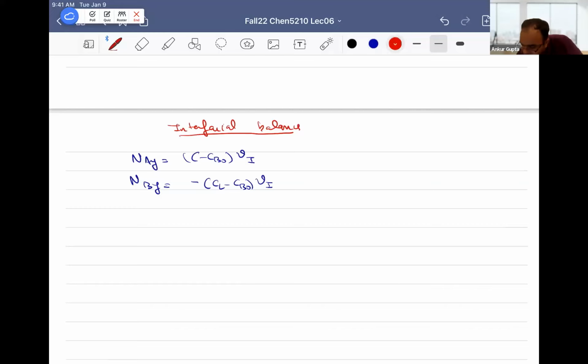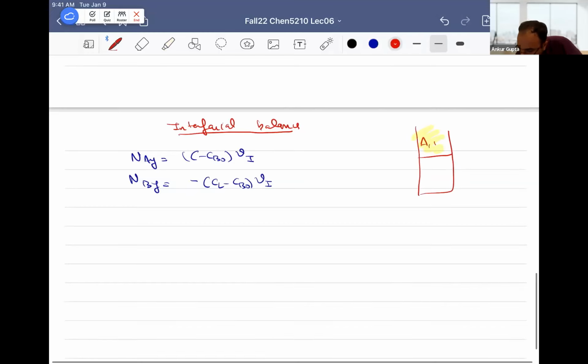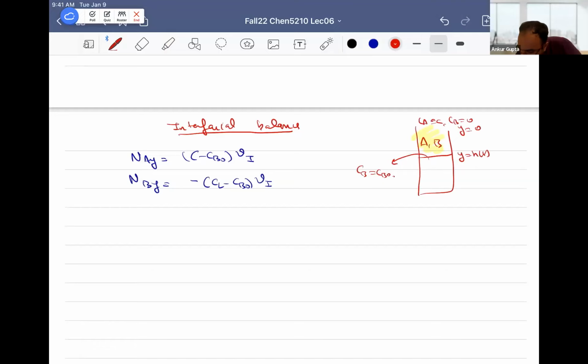And let me sketch it again here, just so that we can discuss this once more. A, B. And this is y equal to h of t. This is y equal to 0. C is equal to c. CB is equal to 0. CB is equal to CB naught. And C is equal to c minus CB naught. Okay. So the reason I want to emphasize this here is that the interface with time, what do you think, is it going up or down? Down, right? It's evaporating, so it's going down.